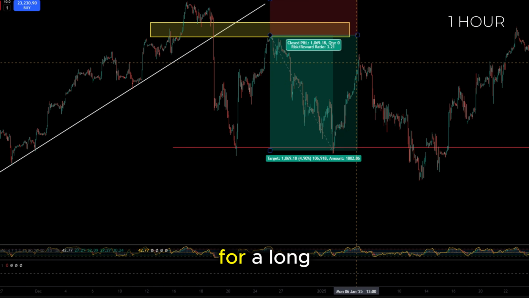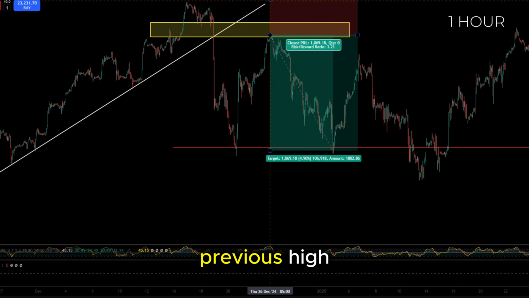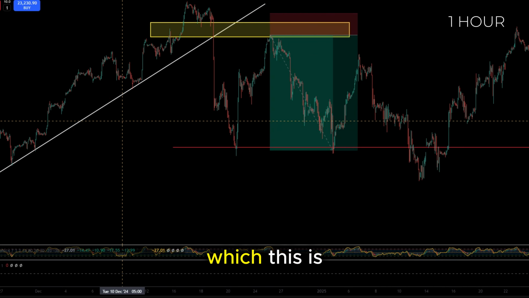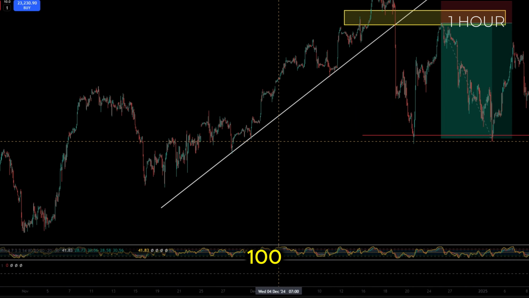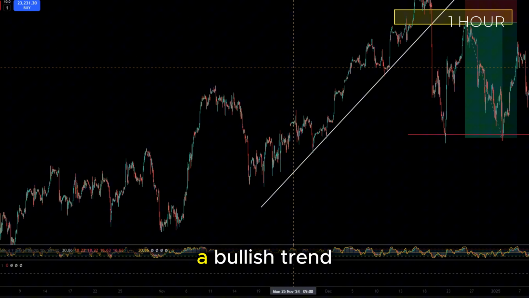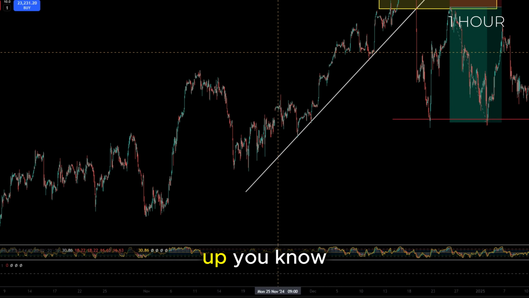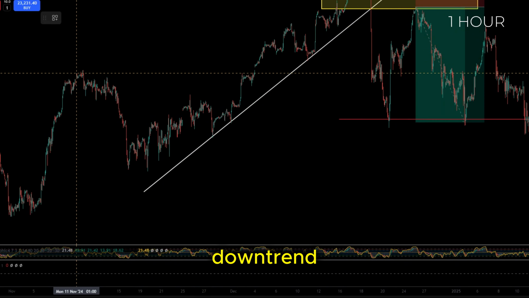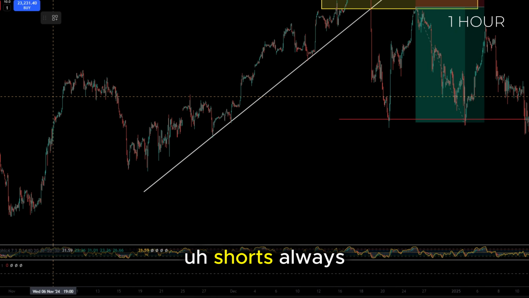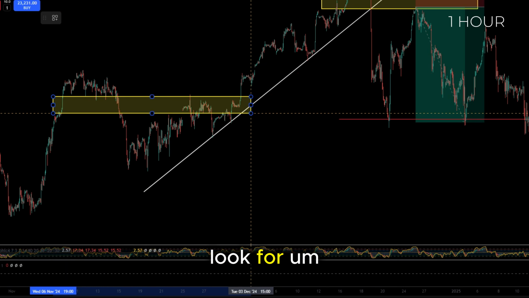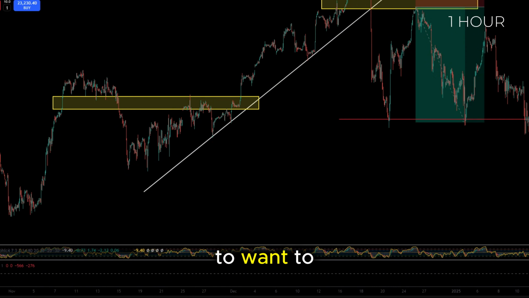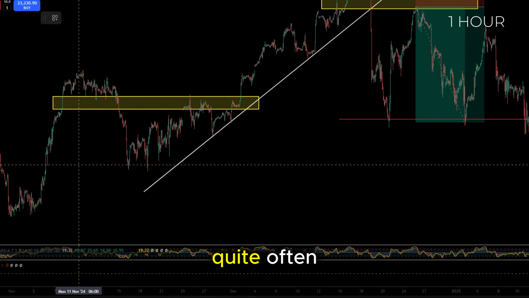I'm looking for a long position for a previous high. I'll find the previous high. You know, when you are trading Nasdaq, which this is US Tech, Nasdaq 100, when it's in a bullish trend, if it's going up, it will most likely go up quite a bit. Now, it is rarely in a downtrend. So with shorts, always look for a previous low to target. The price seems to want to return to a previous low quite often.